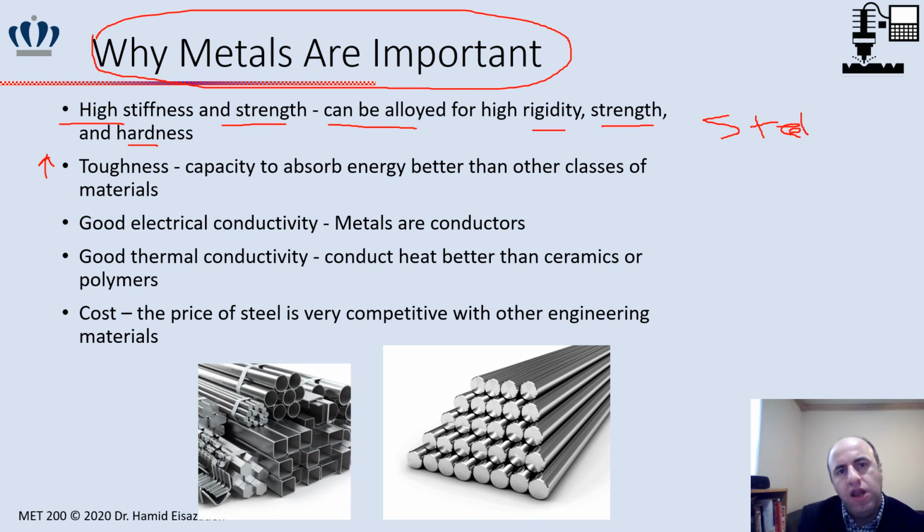And the electrical conductivity in metal is very high. That's why they are being used in industry as a conductor. And the thermal conductivity is also well known in the metal. They have a very high thermal conductivity. And if we look at the cost, the price of steel, for example, one metal, one alloy in this case, is very competitive with other engineering materials.